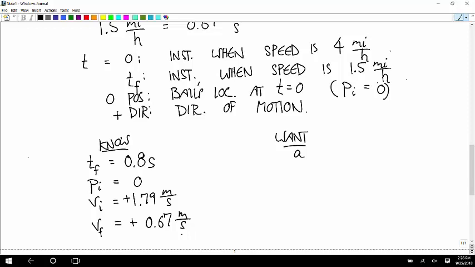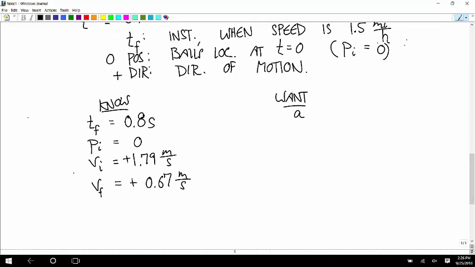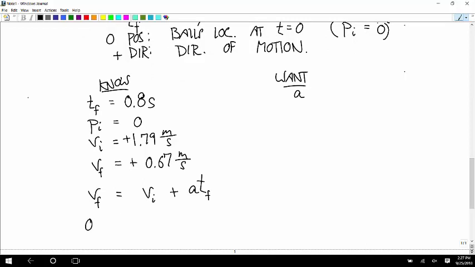For this one, we know the time. We do know V final. We don't know final position. So I think the one we have to use is the one that says V final is equal to V initial plus A T final. So we have 0.67 meters per second is equal to 1.79 meters per second plus A times T final, so 0.8 seconds times A.